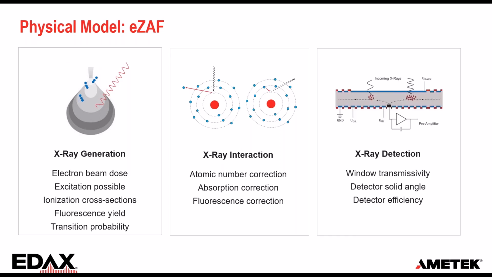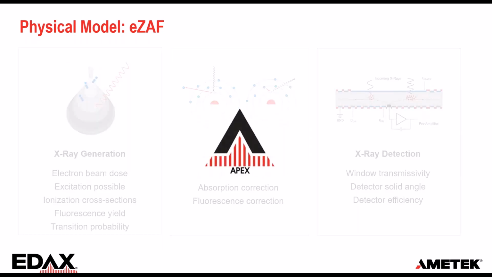How many of these X-rays which have left the sample are actually detected depends on the transmittance of the window and the detector solid angle, as well as on the detector efficiency. Since most of those parameters depend on the elements present or the landing energy, Apex works iteratively to determine the composition. So this is all implemented in Apex.